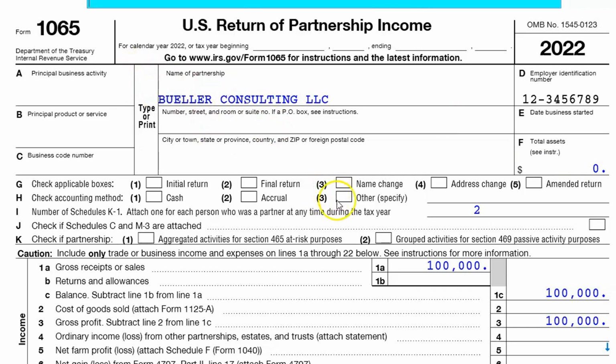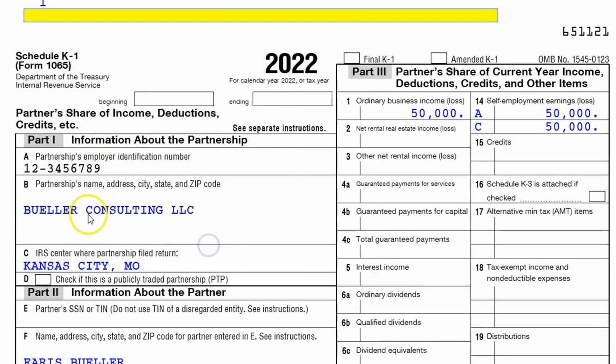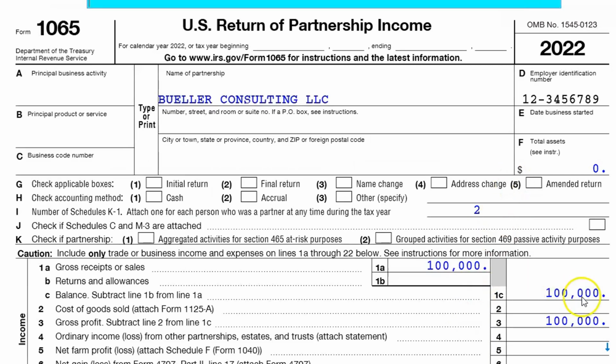But partnerships, when you file them with the IRS, it's more for informational purposes, okay? So by filing this return, this partnership is not writing a check to the IRS. Instead, in this case, there are 2 owners, right? Ferris and Sloan. Ferris is a 50% owner in the business, so 50% of that $100,000. So let's go back to page 1, net income of $100,000.